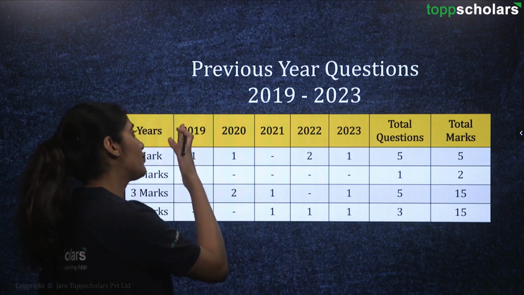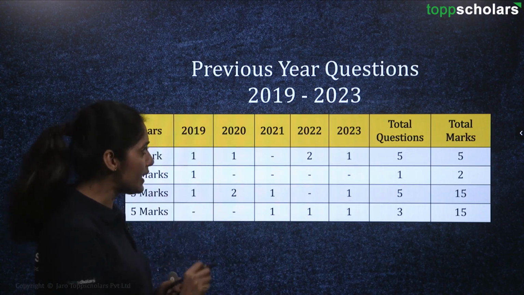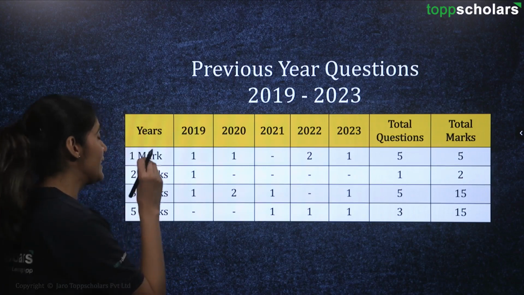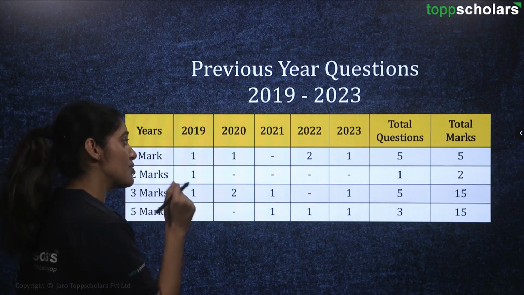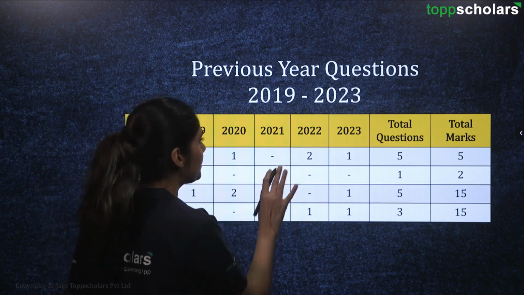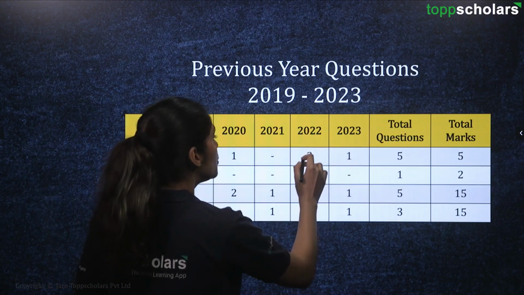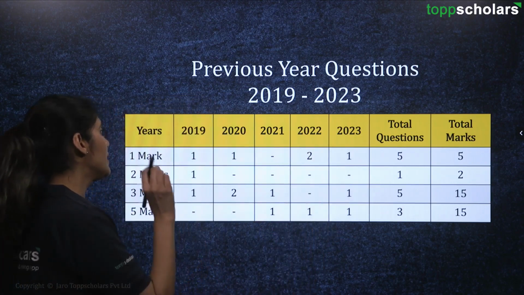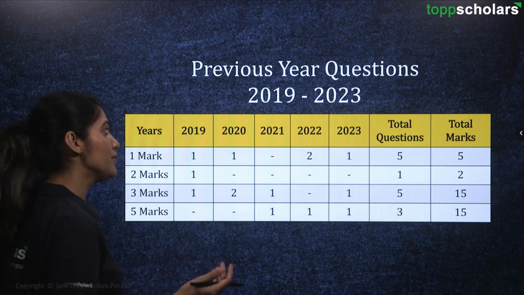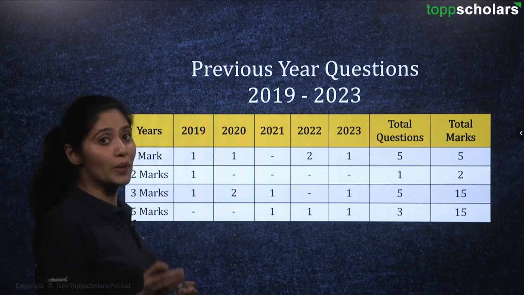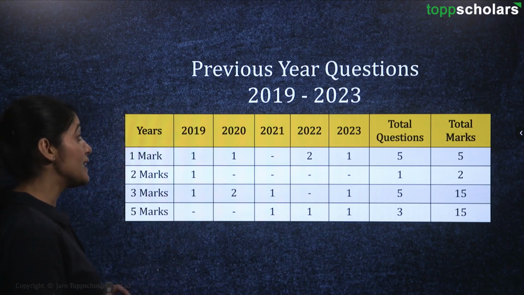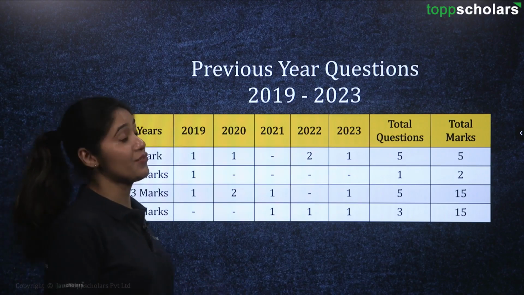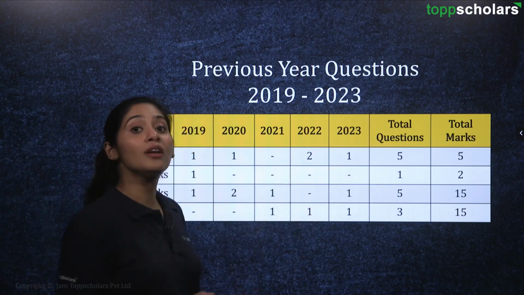Now for 1 mark questions, we have an entire map of the journey from 2019 to 2023. At least one question has been asked in 2019, 2020, skipping 21, we have 2 questions in 22 and 1 question in 23. So we have 4 years consecutively where a 1 mark question has been asked from this chapter. We have picked a total of 5 questions for you, which we can solve today and aim for 5 marks.